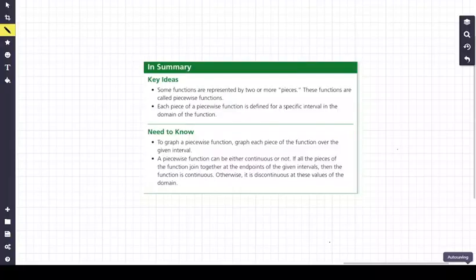So what do we need to know? To graph a piecewise function, we must graph each piece of the function over the given interval first. And the piecewise function can be either continuous or not. If all the pieces of the function join together perfectly at the endpoints of each given interval, then the function is continuous. Otherwise, it is discontinuous at these values of the domain.